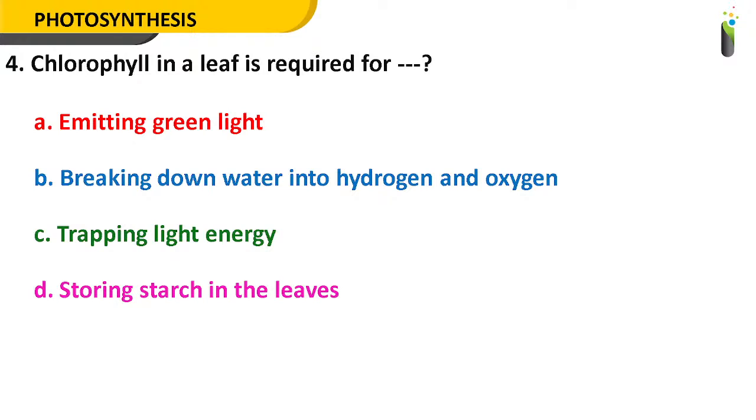Tell me, why is chlorophyll in the leaf required? You see all the greenery around, the lush green color. This color in the leaves is because of the chlorophyll pigment. So why is this chlorophyll required in the leaf? Come on, answer.